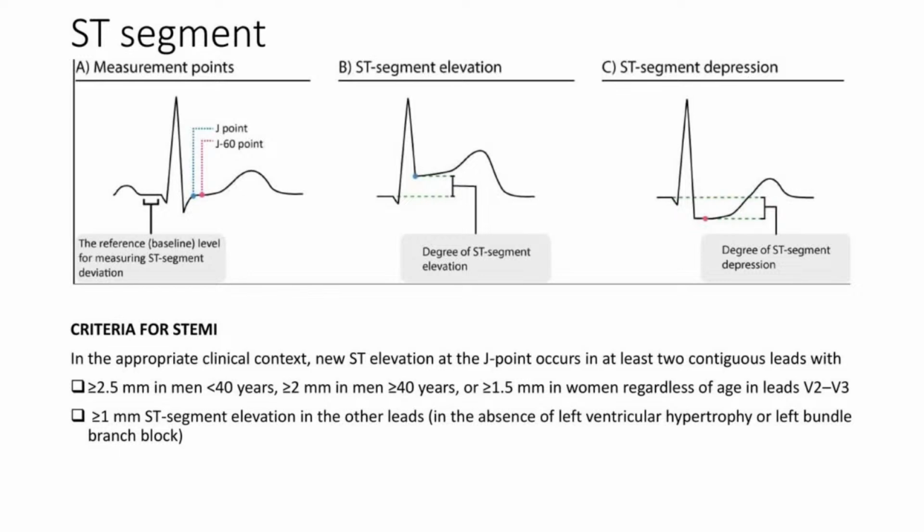Of course, in the absence of left ventricular hypertrophy or left bundle branch block, because these conditions often cause abnormal deviation of the ST segment, even in the absence of acute ischemia. Now, for the posterior leads, we mentioned V7, V8, V9, the threshold may be lower. We use 0.5 millimeters. But for the standard 12 lead, 1 millimeter in all leads, apart from V2, V3, where the threshold is much higher, depending on gender and depending on age.